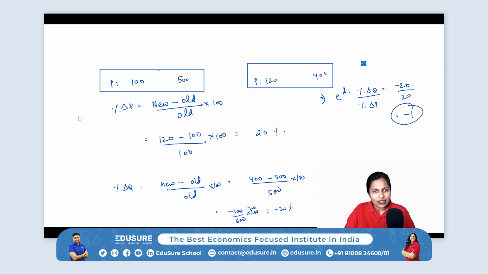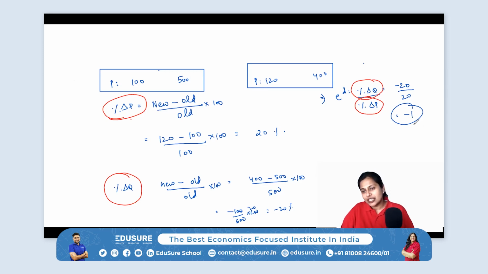So what is the method of calculating elasticity? You take out the percentage change in price, you take out the percentage change in quantity, and you divide the percentage change in quantity by price, and the figure that you get is elasticity.